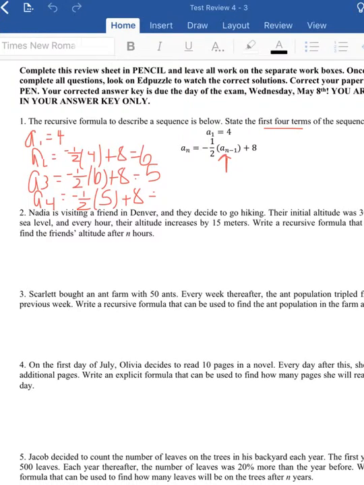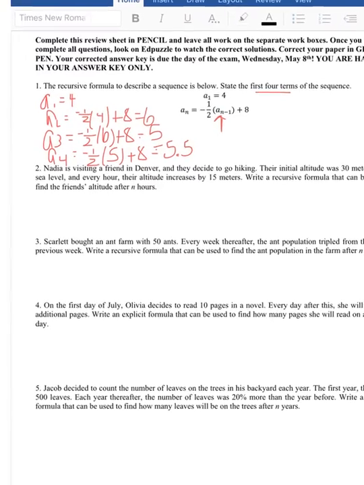So that gives me 5.5. Okay, so you can write 5.5, you can write 11 over 2. It doesn't tell you how it wants you to answer it, so that's fine.